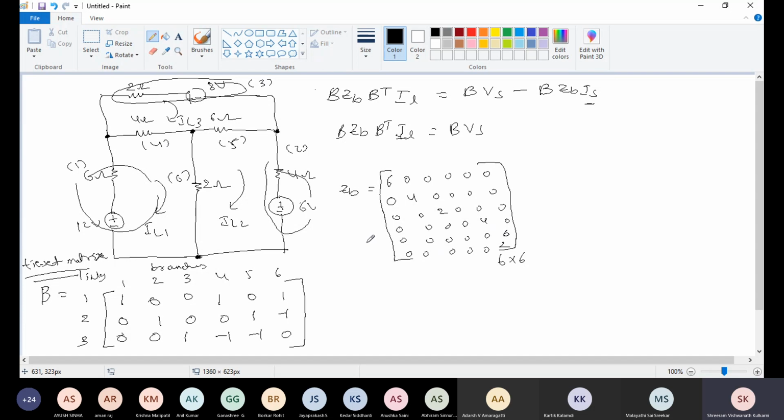Sir, for branch 4, shouldn't 4 be in the 4th position? Yes: 6, 4, 2, 4, 6, 2. My ZB is the square matrix, 6 by 6, a diagonal matrix. Now B transpose means just the transpose of that matrix. Then IL.